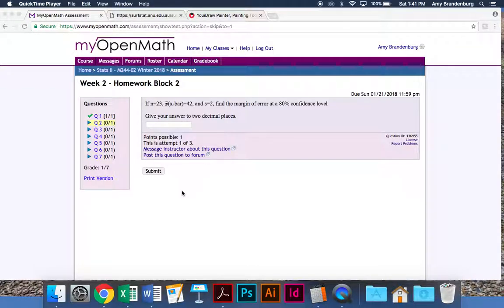We are week 2, homework block 1, question 2. So we've been given a sample size of 23, a sample mean of 42, and the standard deviation of the sample is 2, and we want to find the margin of error at an 80% confidence level.